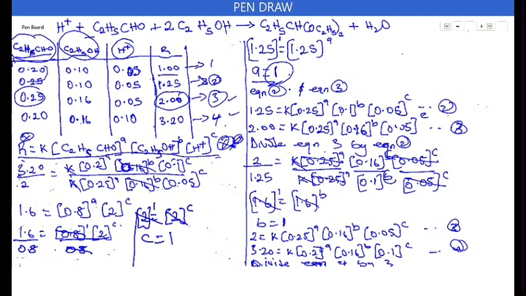So our overall order here will be the addition of a plus b plus c, and that is equal to 1 plus 1 plus 1, which is equal to 3. So the overall order of this reaction is 3. So let's take notes, and be free to go back and check this kind of questions.